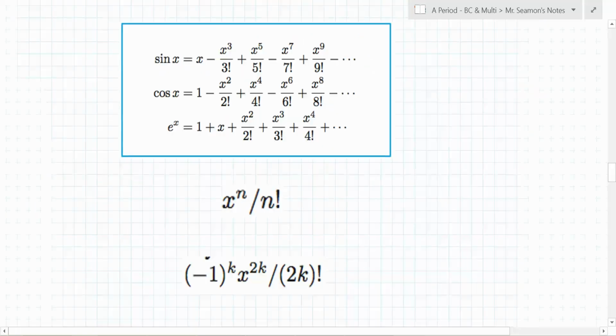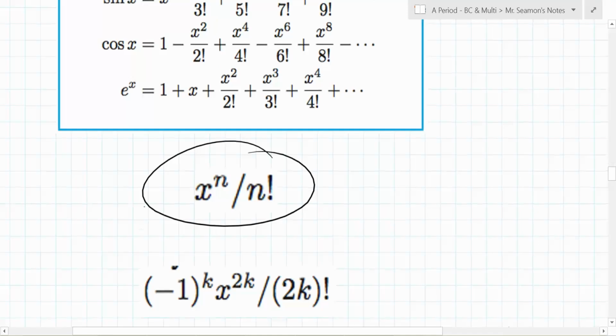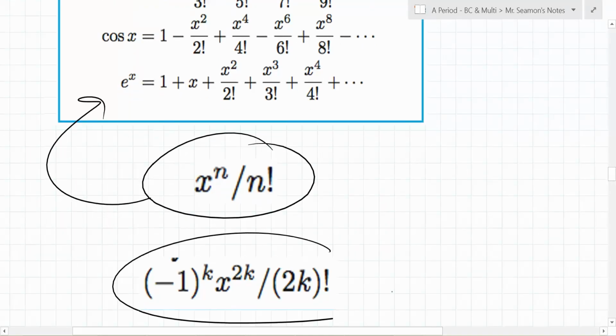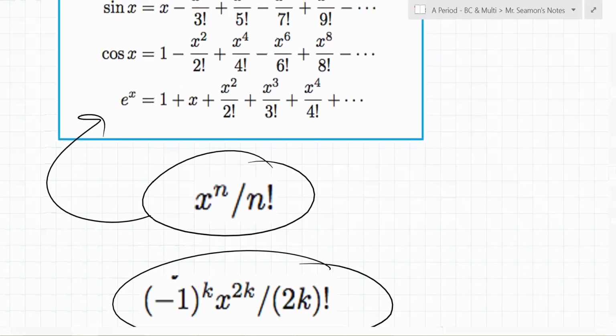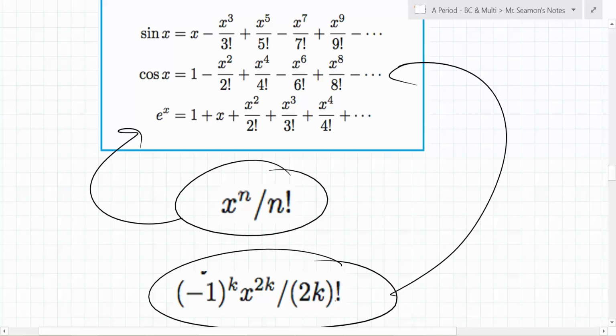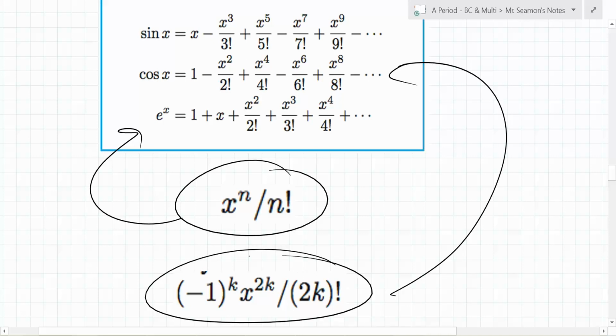Now, these are the general terms for them. Which one is this? Which one is that? That's E, yeah. Which one's this? Is that cosine or sine? It's cosine, because it's that 2k. 2k generates what type of number? Even. Exactly. Go ahead, on the board.